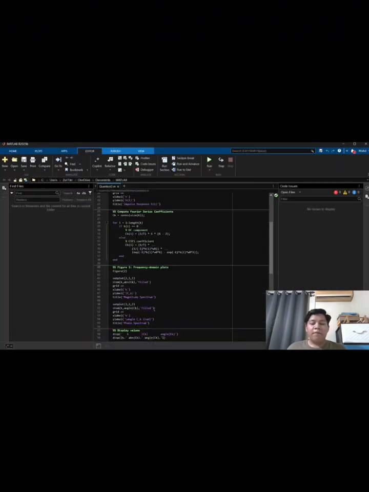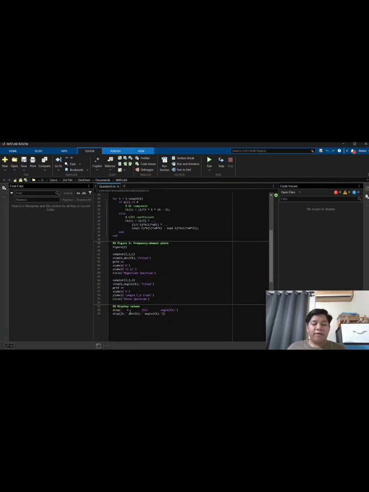And finally, on line 58 until 59, we print the raw numerical values to the command window to verify our visual data. That's all from me.